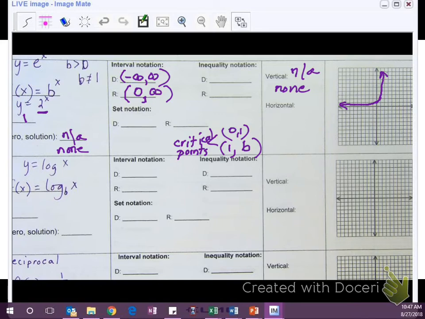Right? So just to make sure on your inequality notation, the domain is still the infinities, but the range needs to be 0 less than y, not less than or equal to. Or you could write y greater than 0, but no equal bar.